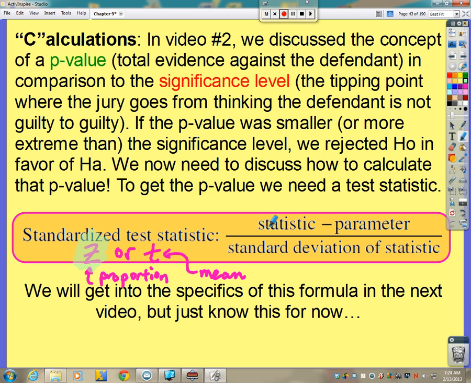So our statistic, and we'll get more into the specifics of this formula, is going to come from our sample. The parameter is going to come from our population. This is where our claim is going to come from. And for now, I will just give you this value, the standard deviation of the statistic. In the next video, we'll talk about exactly a formula that we could turn all of this into.